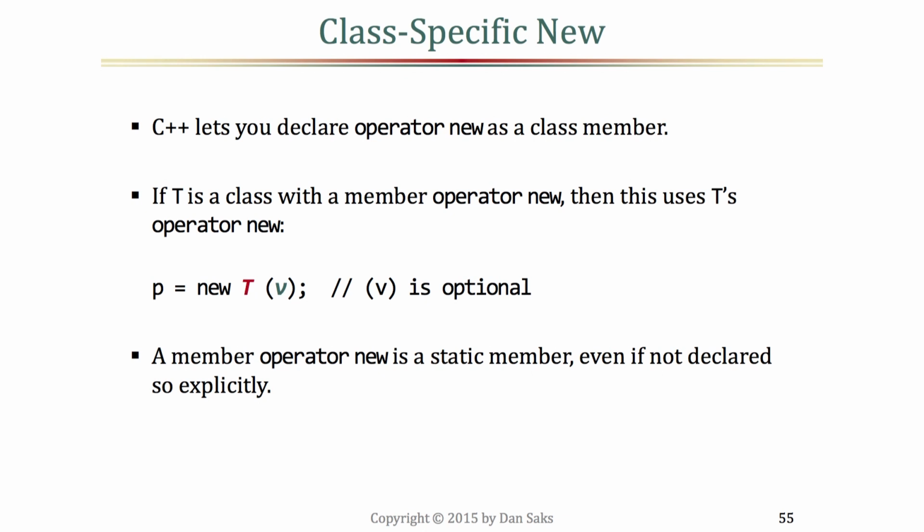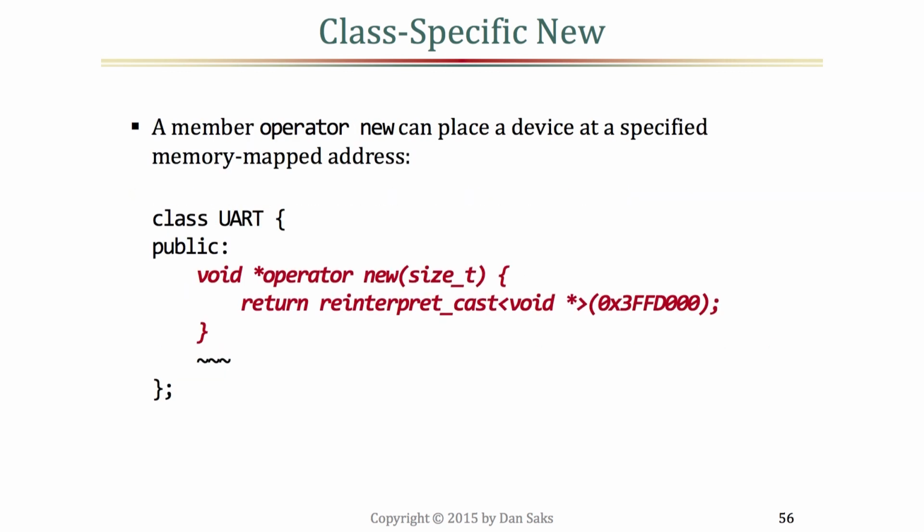And so if type T is a class which has a member operator new, you just write a new expression the way you always did, and the compiler will find the operator new that is in the class and use that instead of the global operator new. Next. And so here is the syntax for defining an operator new as a member.